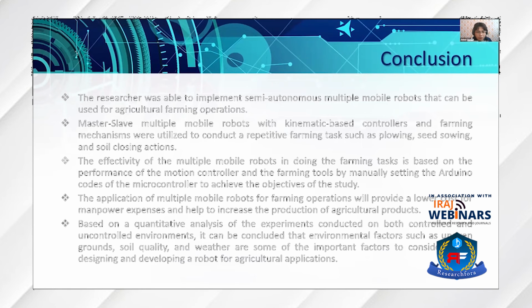So the application of multiple mobile robots for farming operations will provide a lower cost for manpower expenses and also help to increase the production of any agricultural products. Based on the quantitative analysis of the experiments conducted in both controlled as well as uncontrolled environments, it can be concluded that environmental factors such as uneven grounds, soil quality, as well as the weather are some of the important factors to consider when designing and developing a robot for agricultural applications.